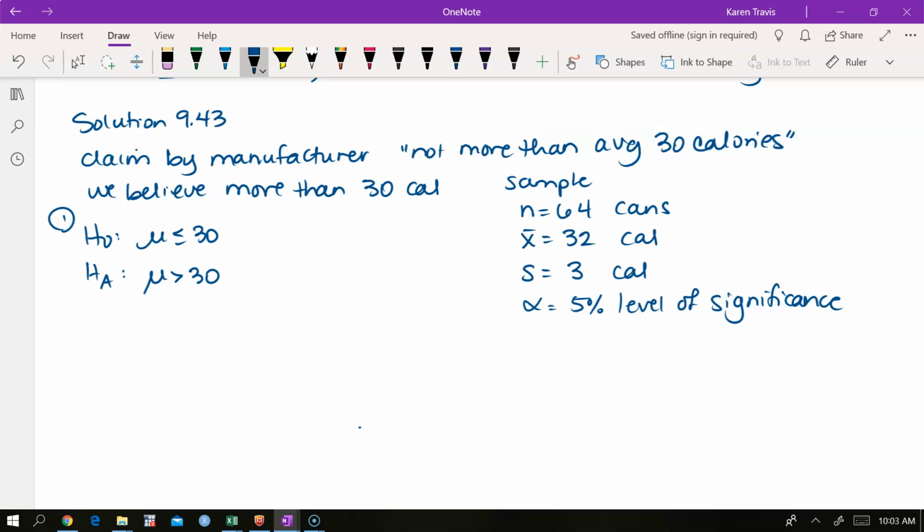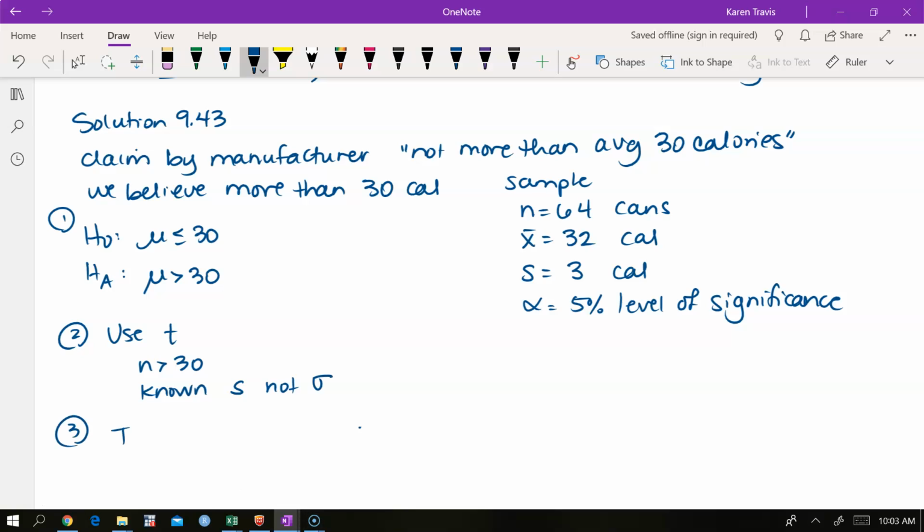So our second step is to figure out which type of distribution we're going to use, and here we're going to use T. We have a big enough sample size, but only S is known, not sigma.